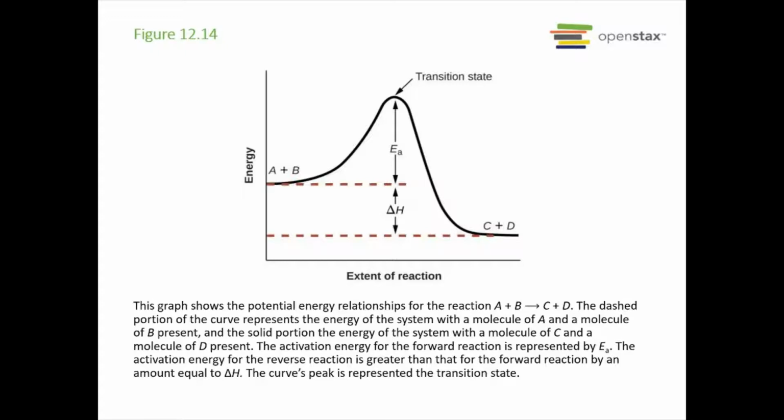So here's the plot I was trying to make a lot prettier. Some A plus B reactants require this Ea energy to be put into this reaction for it to hit this transition state. And once it hits that, then the reaction proceeds downhill to where we make our products.